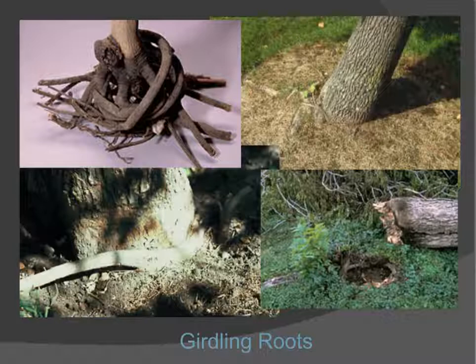This is just some photos of girdling roots. One way to tell if you've got some girdling roots is, is there a flare at the base of the tree? If there's not a flare down there, then there might be something going on underneath as far as girdling roots. And you can see what can happen. Trees can break off, and they can also choke themselves to death.